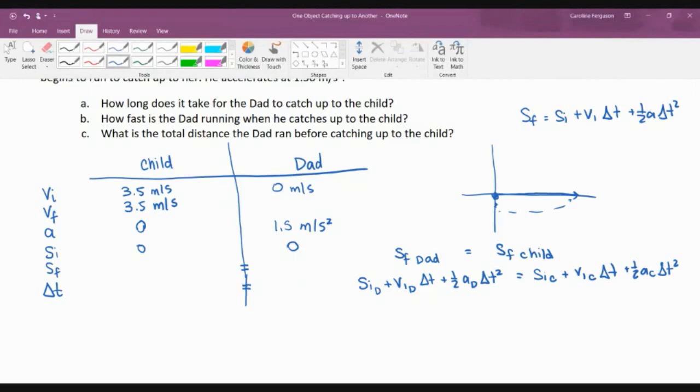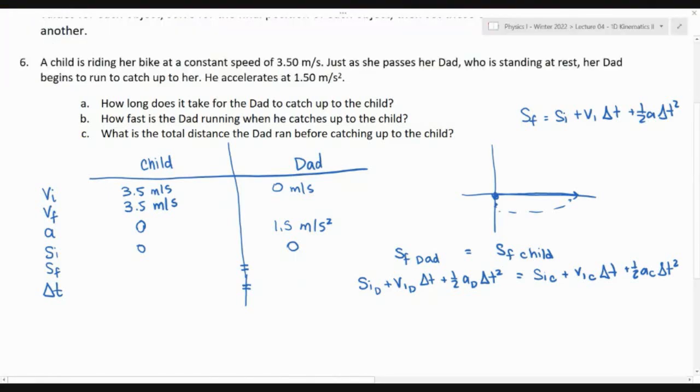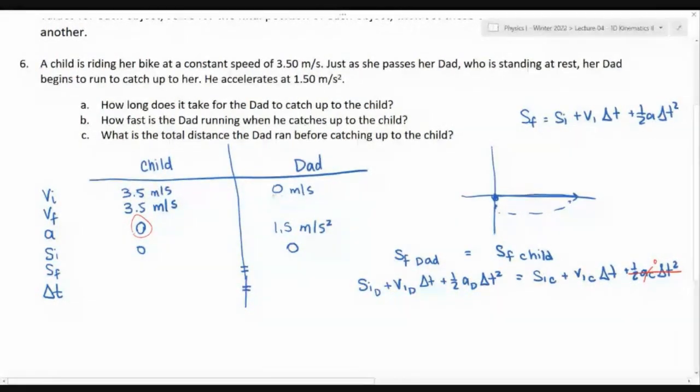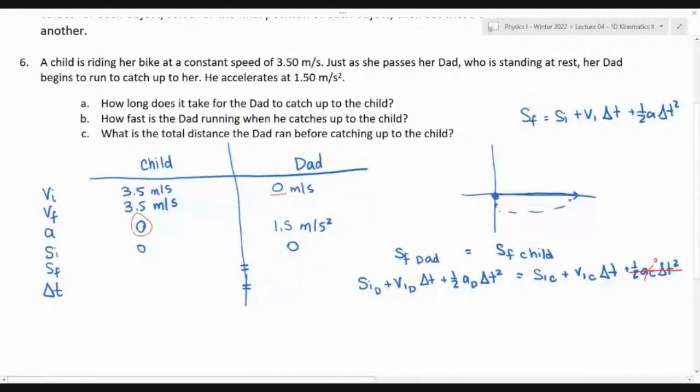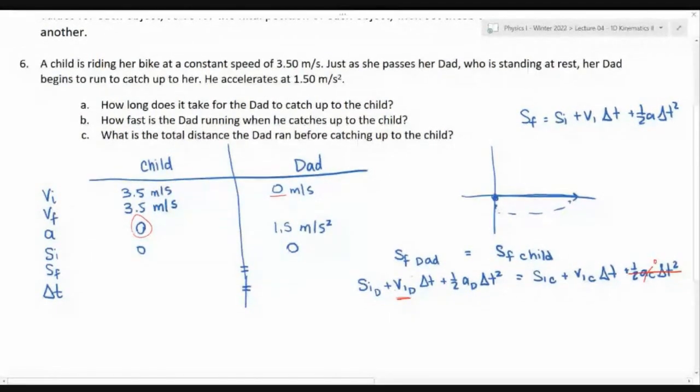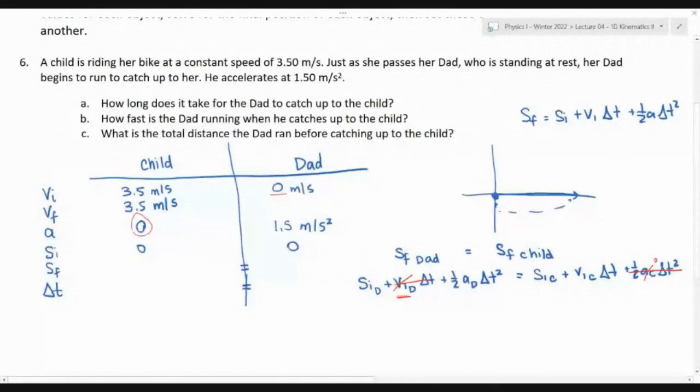I'm going to start by just figuring out what's 0 so I can cross them all off. The child's acceleration is 0, so I'm going to make the acceleration term for the child be 0, which means this whole term goes away. The dad's initial velocity is 0, so this whole term goes away. What else? The S initial for both of them are 0, so these two are just gone. So now our equation is a lot simpler looking. Let's rewrite it, and then start to plug in.